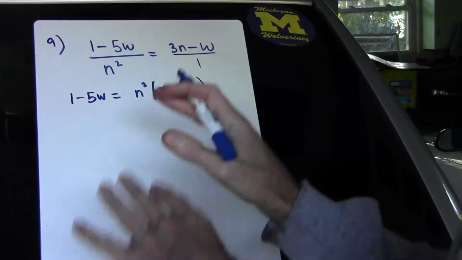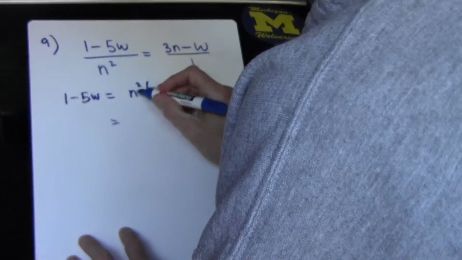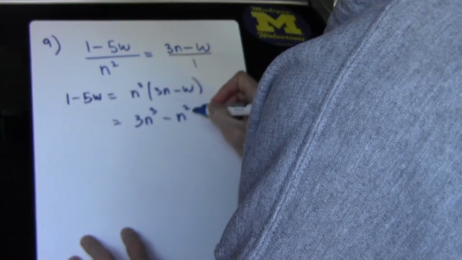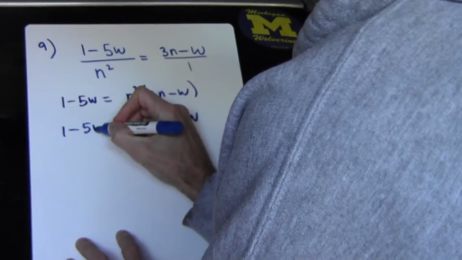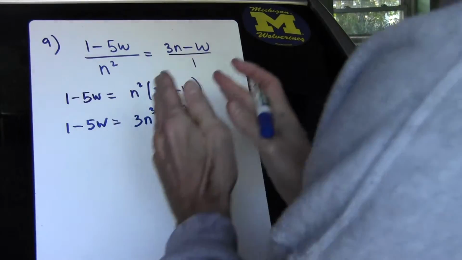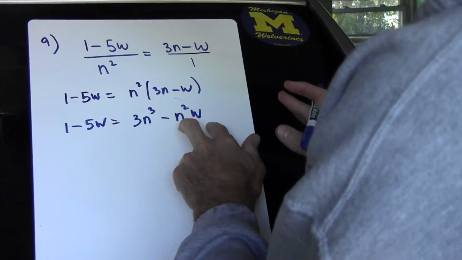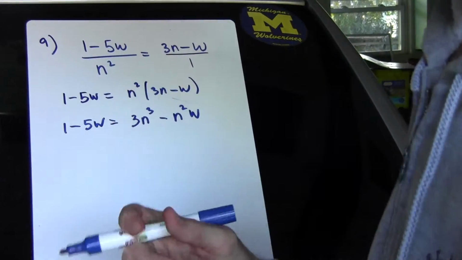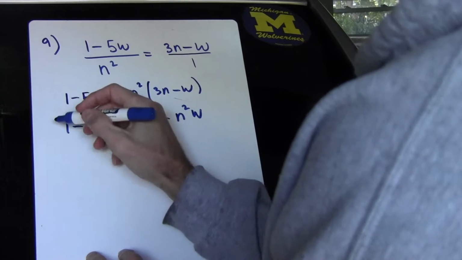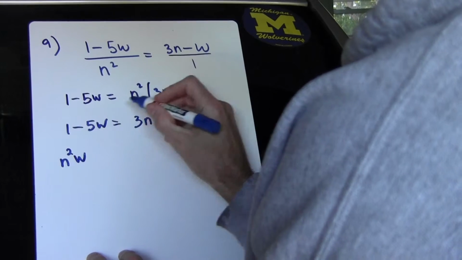Now, to get w by itself, I'm going to have to go ahead and distribute that. So it's going to be n squared times 3n is 3n to the third power minus n squared w. 1 minus 5w. And this is where I was thinking, what's happening here? Well, just calm down. We know we need to get the w's on one side and everything else on the other. The fact that there's an n with this w, that's going to come out. But we need to get it over there first before we can see that. So let's just bring it over and bring the 1 over. When I bring this over, that negative will turn positive. When I bring the 1 over, that will become positive.